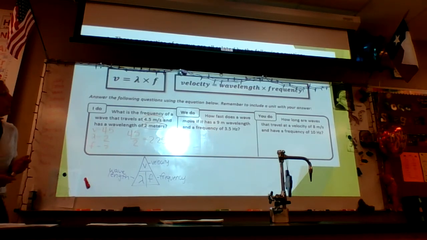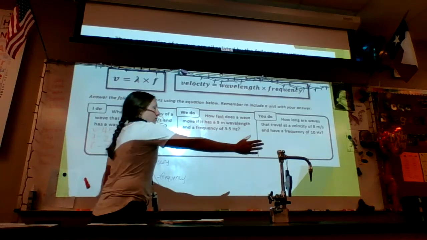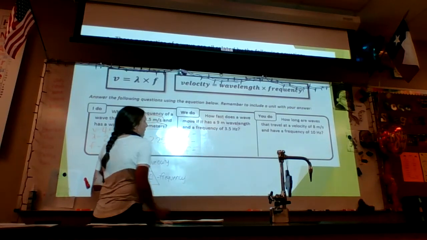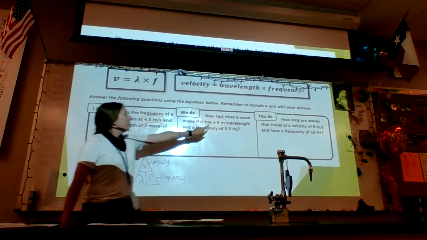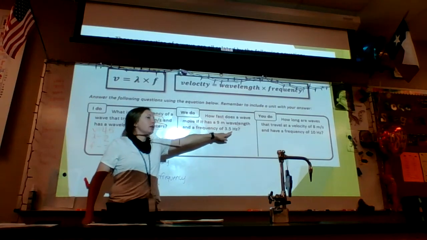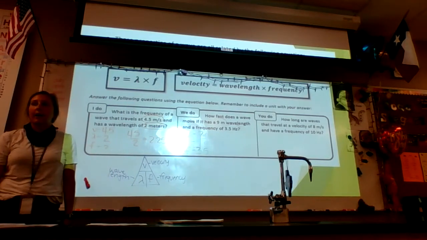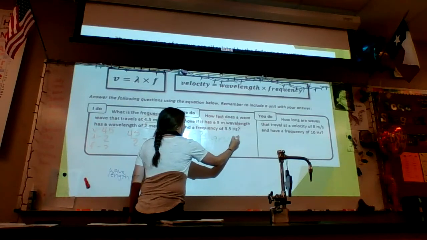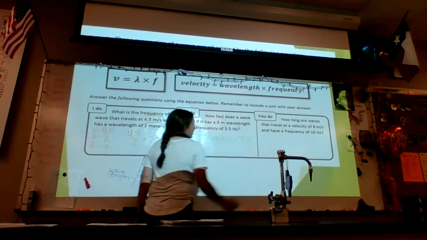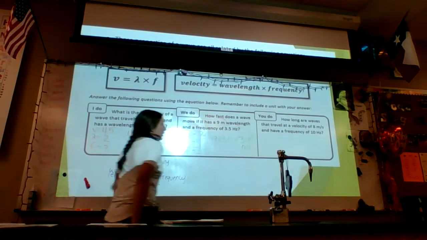Middle one, how fast does a wave move if it has a 9-meter wavelength and a frequency of 3.5 hertz? Velocity, wavelength, frequency. 9 meters is wavelength. 3.5 hertz is frequency. How do I find velocity? I'm going to multiply. So 9 times 3.5 is going to give me 31.5 what for velocity? 31.5 meters per second.